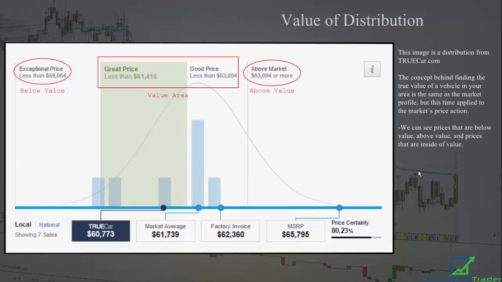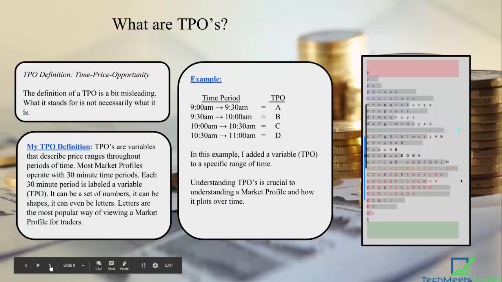Now, I briefly mentioned what a time price opportunity is, but let's define it. So what are TPOs? TPO stands for time price opportunity. The definition of a TPO, though, is a bit misleading. What it stands for is not necessarily what it is. My definition of a TPO is that TPOs are variables that describe price ranges throughout periods of time. Most market profiles operate with a 30-minute time period. Each 30-minute period is labeled a variable, or a TPO.